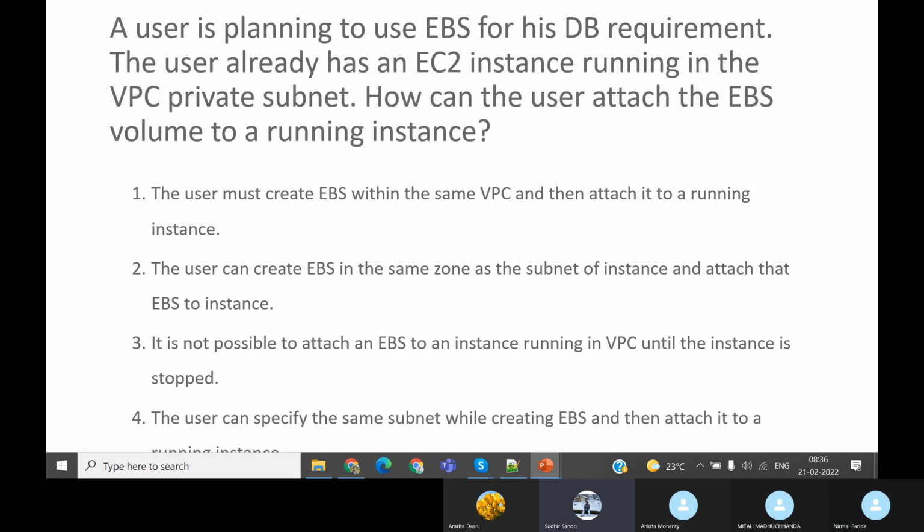It's a little difficult question. Yeah, it is a little difficult for your level, but anyway.